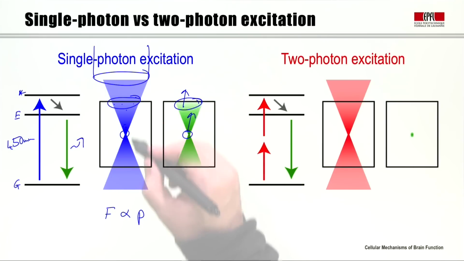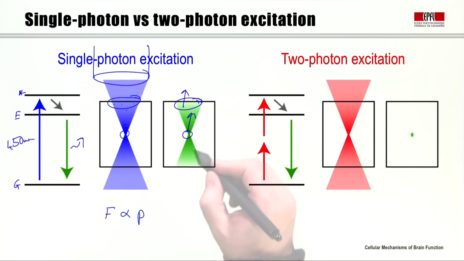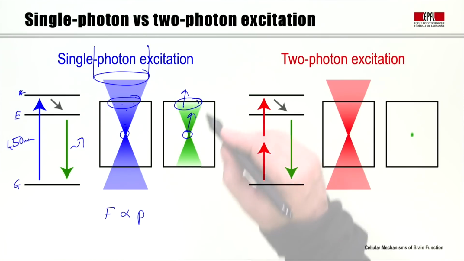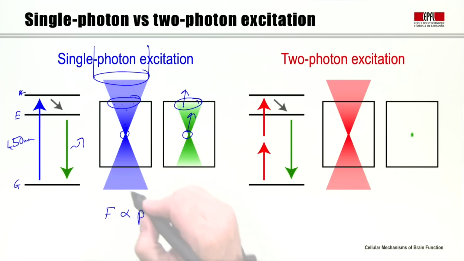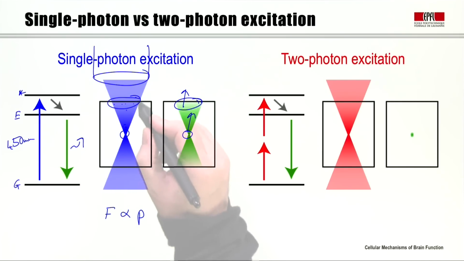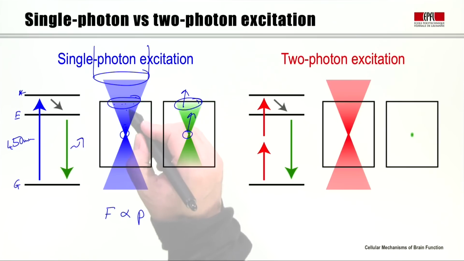And so in densely labeled structures, it's impossible to get high resolution imaging with single photon excitation, because each photon is equally able to produce fluorescence in a single photon excitation mode. And so the low density of photons here will create a lot of out of focus fluorescence.